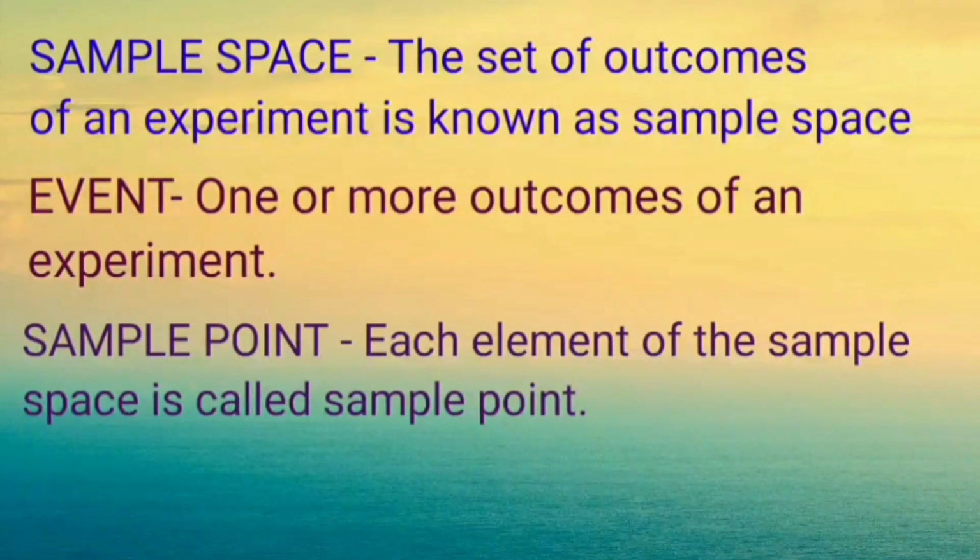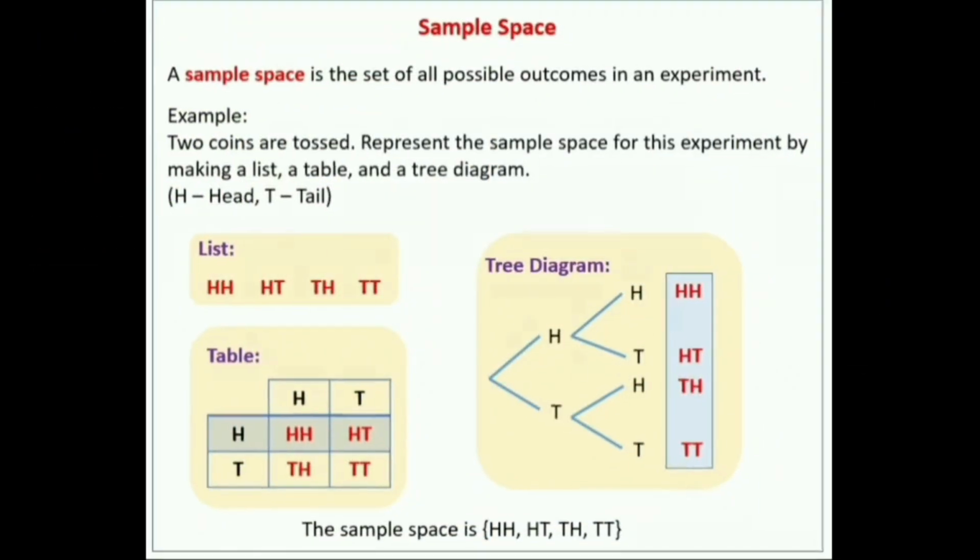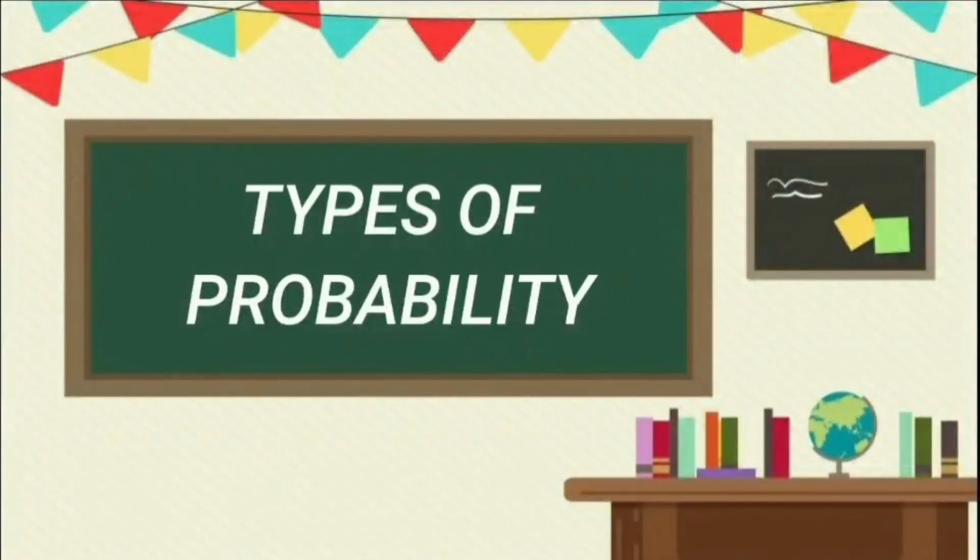Sample space. The set of outcomes of an experiment is called sample space. Event. One or more outcomes of an experiment. Sample point. Each element of the sample space is called sample point. Types of probability.